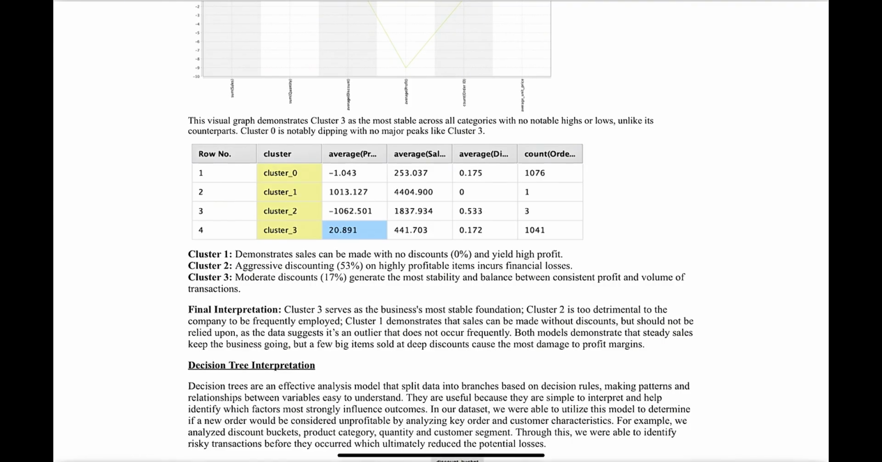So with these clusters, we can determine that cluster 3 is the most stable foundation for the company. Cluster 2 is way too detrimental. 53% is way too steep of a discount to yield any profits and actually increases financial risk. While cluster 1, while nice, is not reliable, I would consider it an outlier. It demonstrates that sales can still be made, but given that there's only one every so often, it's not a reliable factor or predictor for how well the company will do with keeping zero discounts.